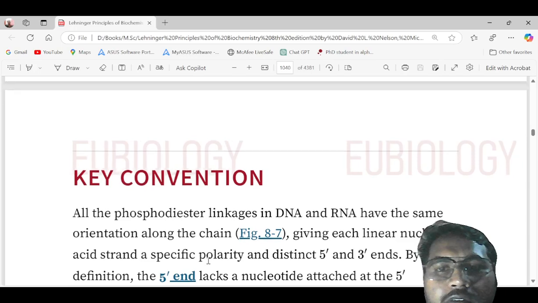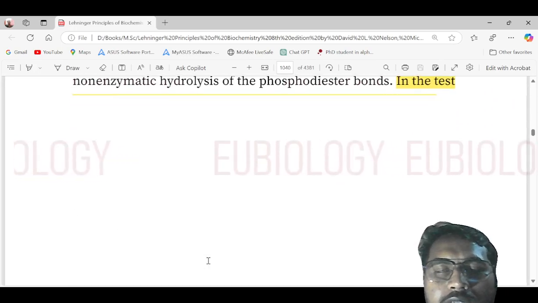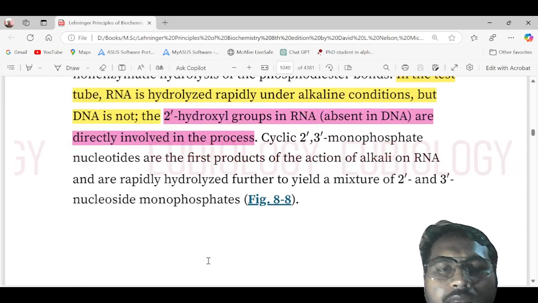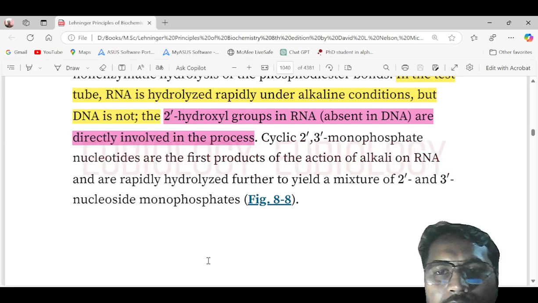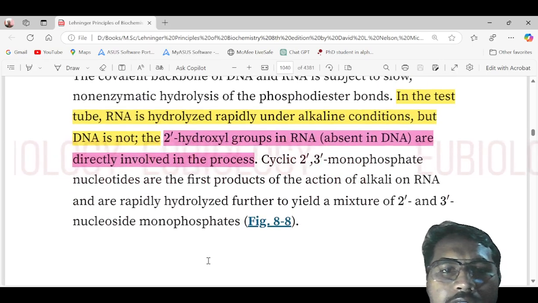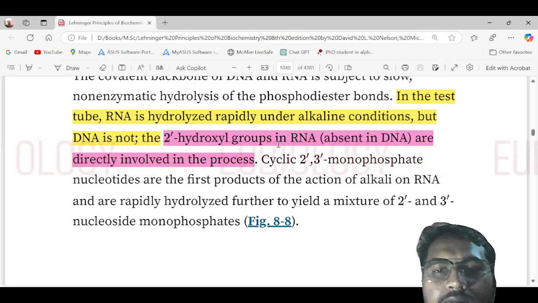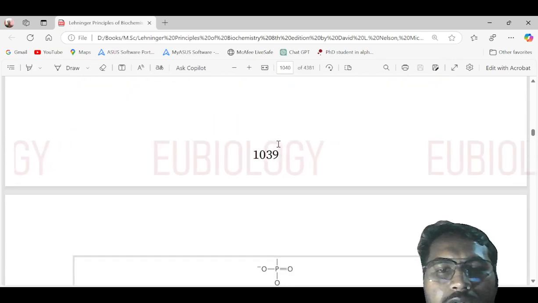In upcoming videos we will see more about the structure of the DNA. DNA doesn't have the OH at the second prime, but RNA has the OH at the second prime. This is the known thing.